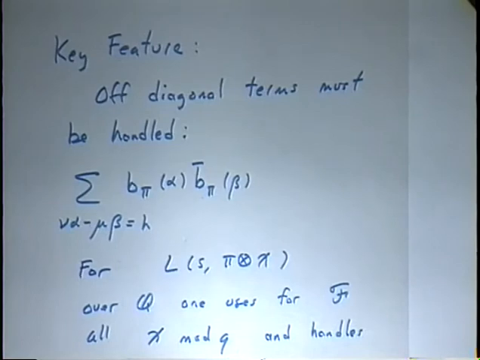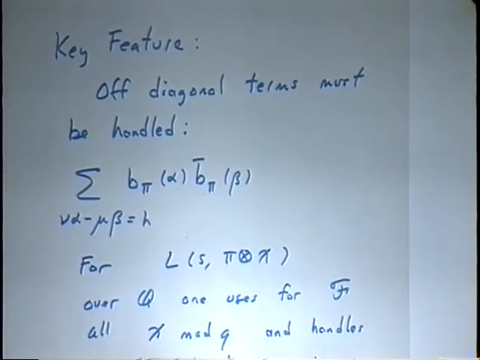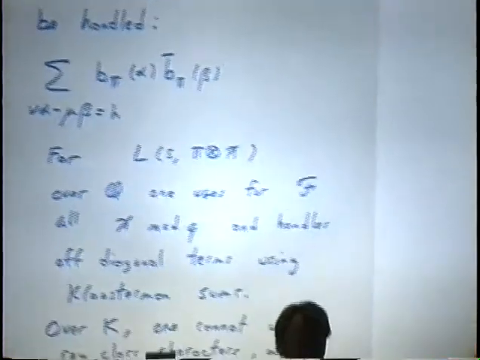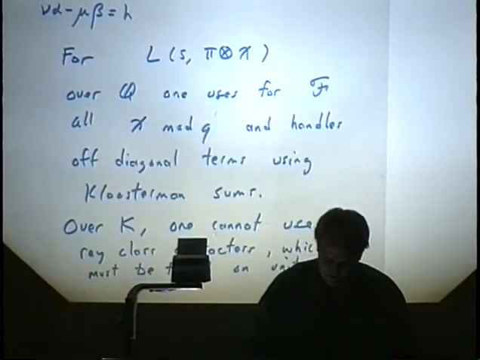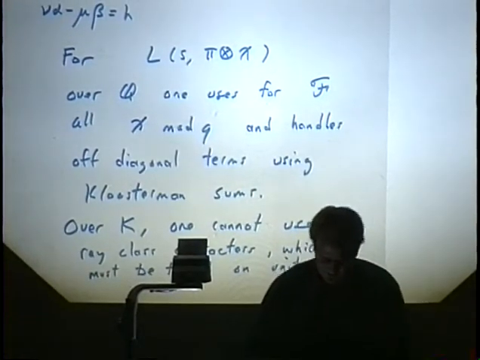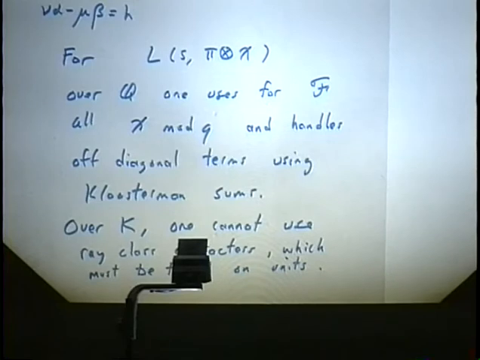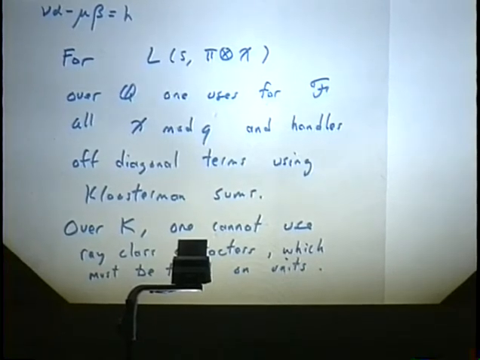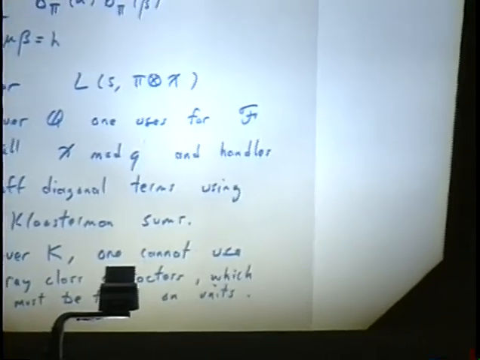Over a number field, it doesn't work this way. In fact, this is what Cogdell, Piatetski-Shapiro, and Sarnak discovered, that you cannot use ray class characters directly because they have to be trivial on the units, and there's not enough of them. So what they found, it's quite a remarkable thing, they returned to Selberg's original approach to handle these things, which was through Poincaré series, to handle sums like this.